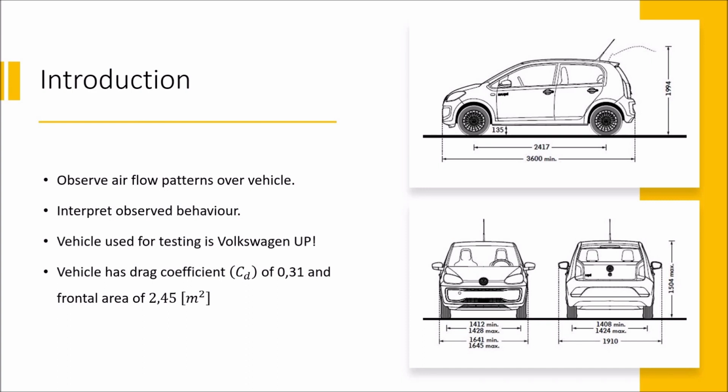The purpose of this assignment was to observe the airflow patterns over certain areas of a passenger vehicle and then interpret the observed behavior to make useful conclusions of the aerodynamics of the vehicle, as well as potentially why the vehicle has a certain body shape and why certain engineering decisions were made.